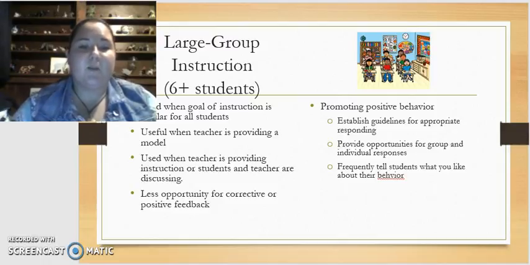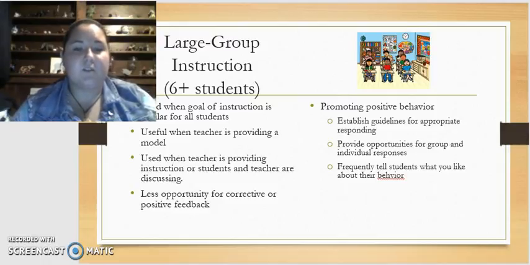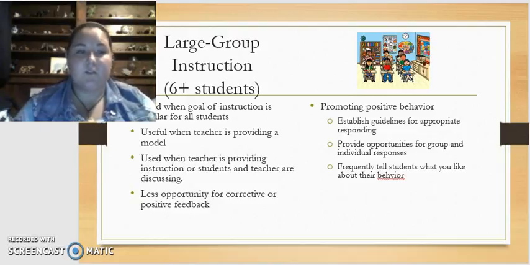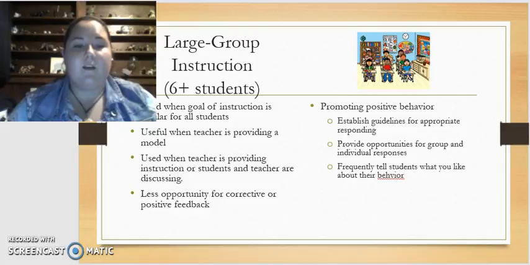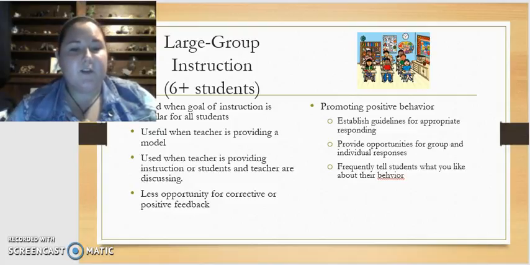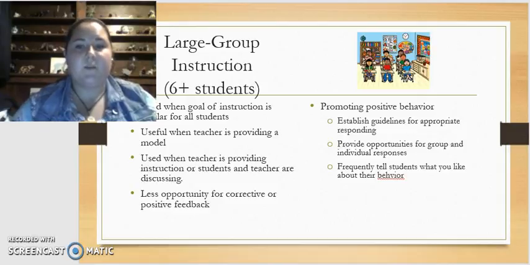Used when the teacher is providing instruction or students and the teacher are discussing. So if you're having a group discussion where all the students are involved, large group instruction is a way to have everyone involved. This gives the teacher less opportunity for corrective or positive feedback. So it's a lot harder to give the student direct feedback.